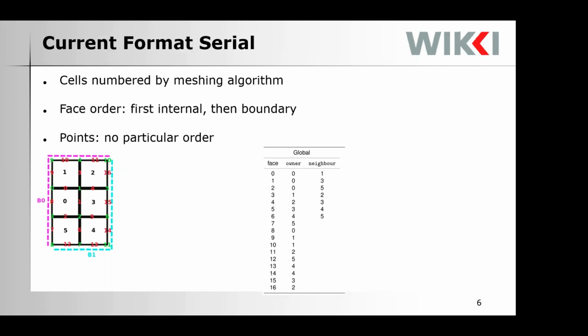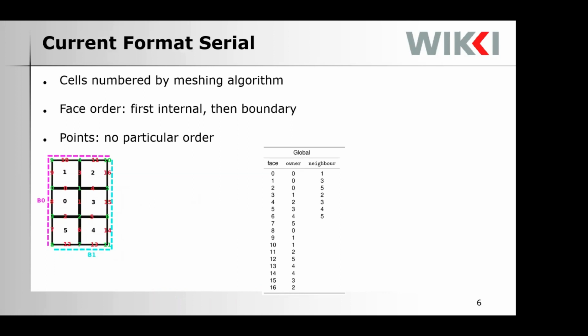So let me talk a little bit about the current format, how it does things, and then we compare it to the Coherent one. Here we see a 2D case with 6 cells, right? So the cell numbers are in black, faces are numbered in red, and points in green. Yeah, the cells are numbered by the meshing algorithm, blockMesh, for example.